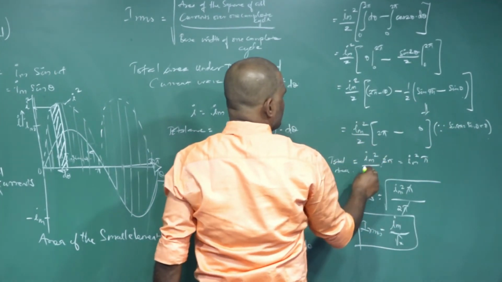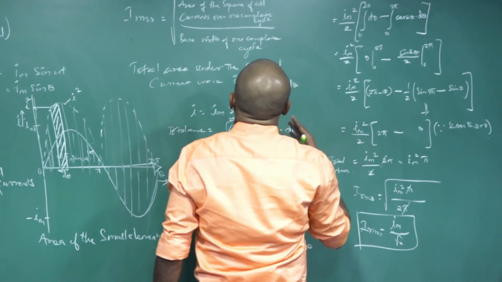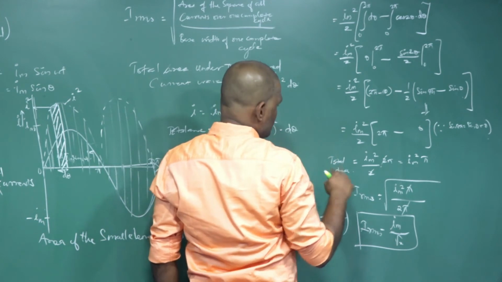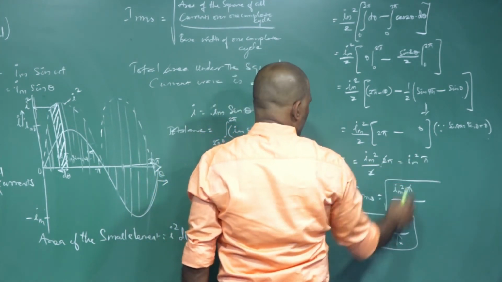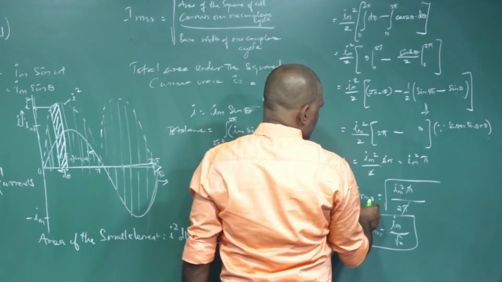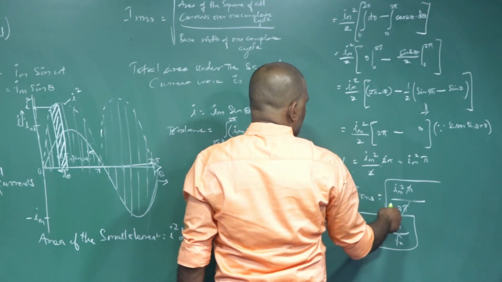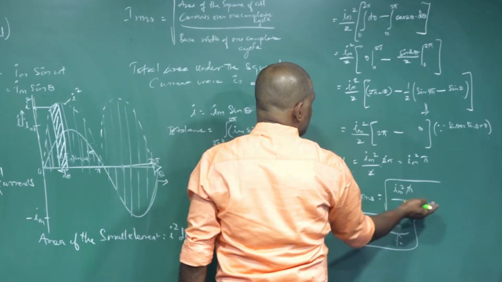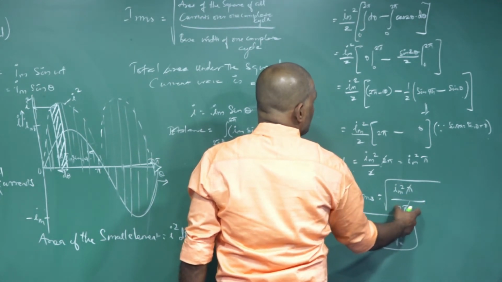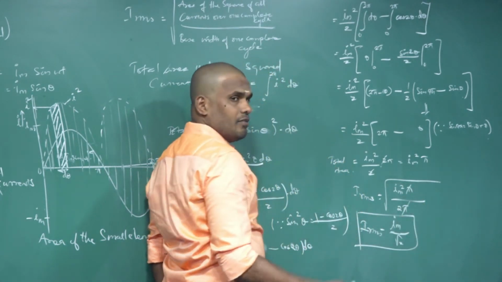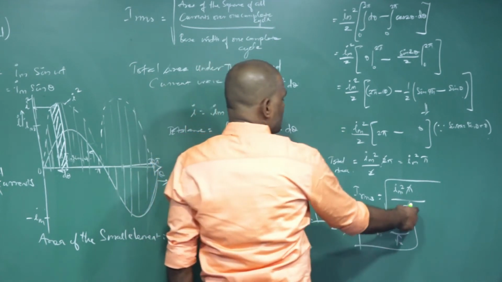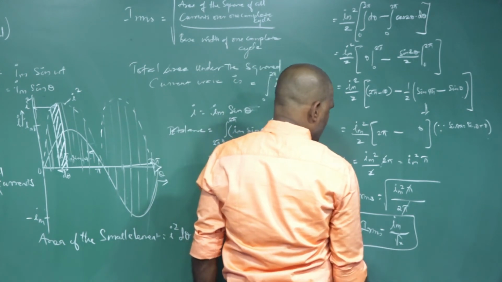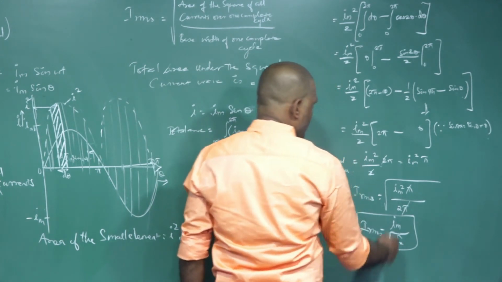So I will get the total area under the square of all currents over one complete cycle as Im square pi. The RMS value of alternating current is required. So this is equal to the square root of the area of the squared currents over one complete cycle divided by the base length of the complete cycle of the squared current wave. Base length is 2 pi. So if you simplify it, you will get the RMS value of alternating current, IRMS equals Im divided by root 2.